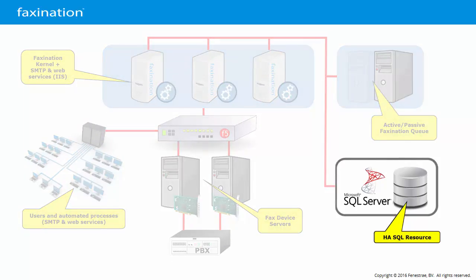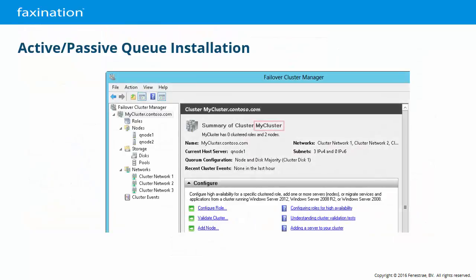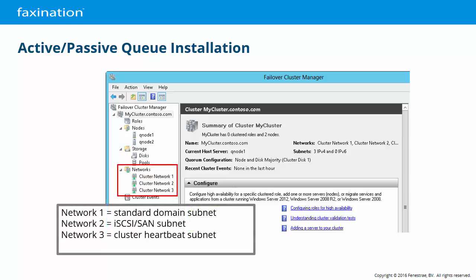We're going to assume that there is a high availability SQL resource already in the environment that is available to us. So we'll begin with the active-passive Faxination queue. The latest version of our Advanced Architecture Guide provides a step-by-step walkthrough for a load-balanced Faxination installation with an active-passive queue. This could easily be an 8-hour course all to itself. So we're going to concentrate on the order of operations and the elements that are specific to Faxination.